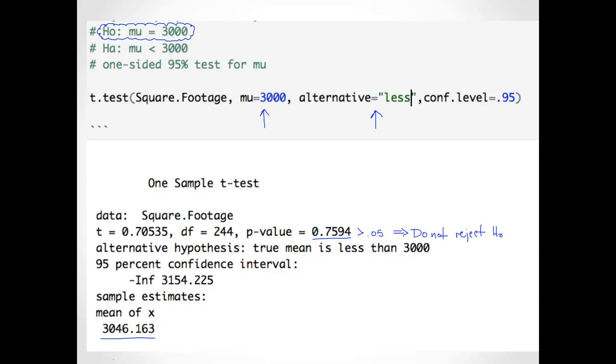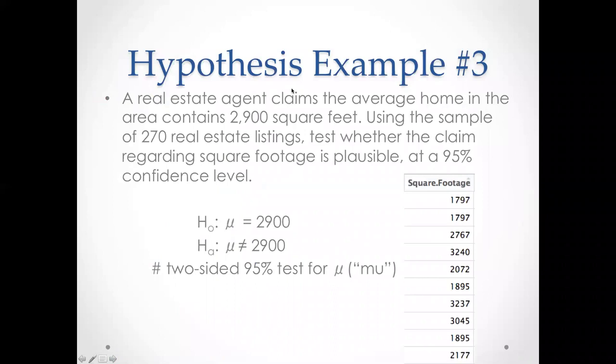Now, related back to the real estate agent's claim that houses are less than 3,000 square feet on average, we did not find evidence to support the real estate agent's claim in this particular scenario. Let's take a look at one more.